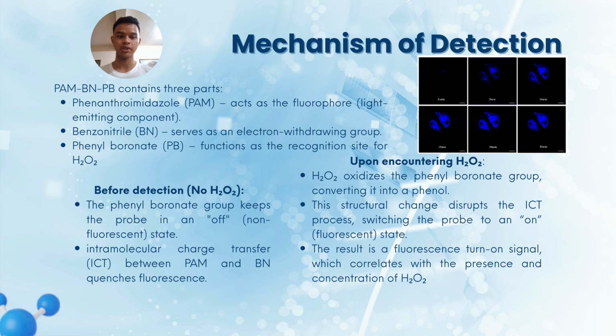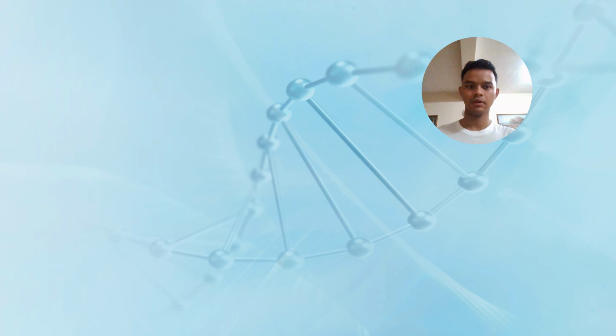Before the detection, meaning when there is no hydrogen peroxide, the PB group keeps the probe in an off state, meaning we will see no fluorescence. As you can see in the first picture, the ICT between the PAM and the BN stops the fluorescence. When there is hydrogen peroxide, it oxidizes the PB group, converting it into a phenol. This is where we can see the fluorescence, the blue color in the picture. The fluorescence can be related to the presence and concentration of hydrogen peroxide.